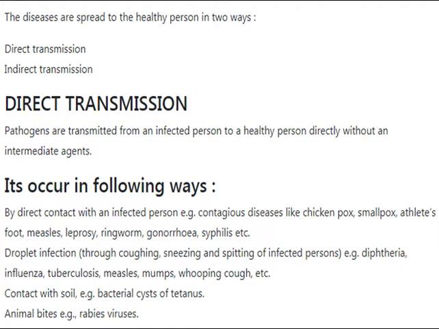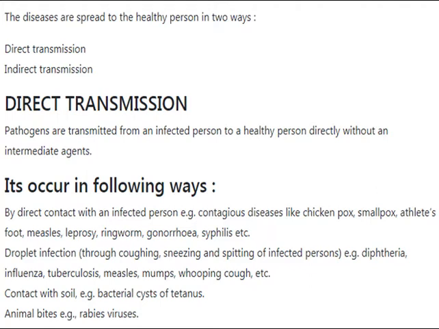So in direct transmission, pathogens are transmitted from an infected person to a healthy person directly without any intermediate agents. That means through direct contact. So the first way under direct transmission is direct contact. In this method, the person's skin to skin contact or mucosa to mucosa contact or skin to mucosa contact can cause the disease. For example, chickenpox, leprosy.